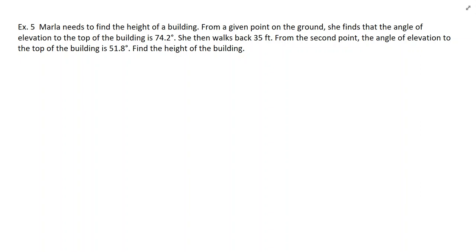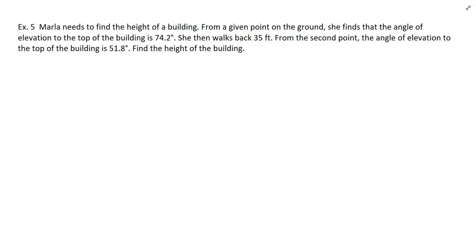So in this example, we're going to talk about angle of elevation again, but it's going to end up looking just a little bit different from the previous one we've looked at. In this problem, it says Marla needs to find the height of a building. From a given point on the ground, she finds that the angle of elevation to the top of the building is 74.2 degrees. She then walks back 35 feet. From this second point, the angle of elevation to the top of the building is 51.8 degrees. We want to find out what the height of the building is.